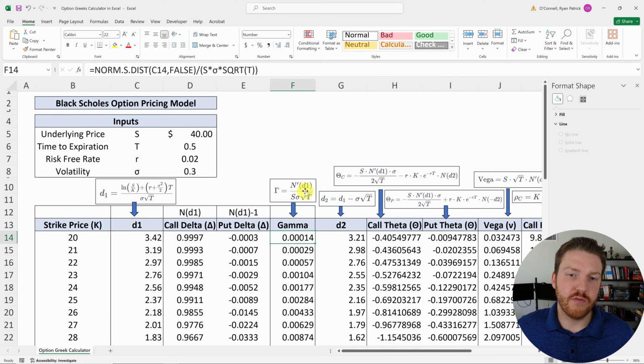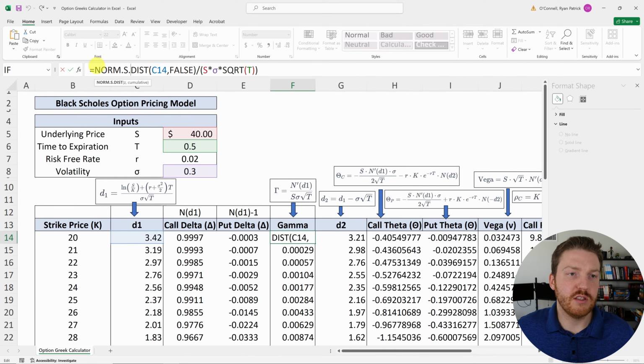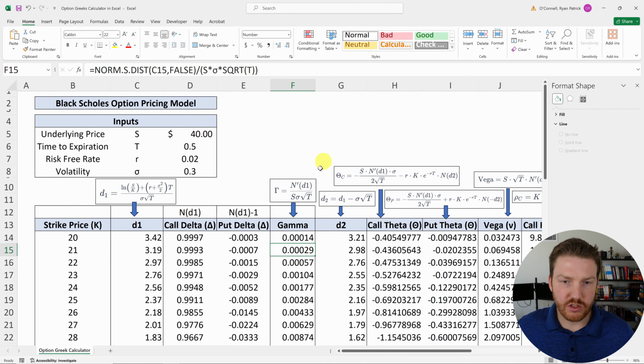And the numerator of the formula is the derivative of N(d1). So if you think about when we were calculating the call delta, we used N(d1). This is just going to be the first derivative of that. And we can calculate that using this inbuilt Excel formula, NORM.S.DIST. And then for the z value, we use d1. And then for the cumulative argument, we put false. And we're going to divide it by the underlying stock price times the volatility multiplied by the square root of t. And so we can hit enter and shoot that all the way down to the bottom.